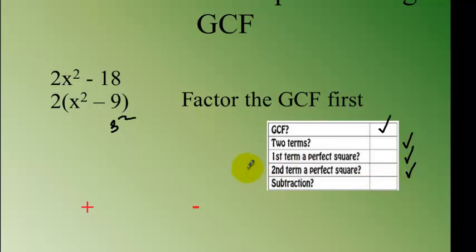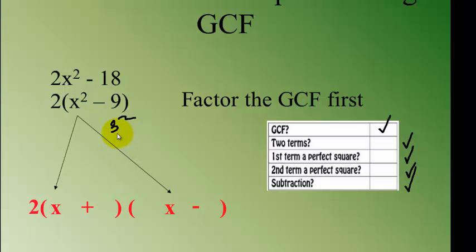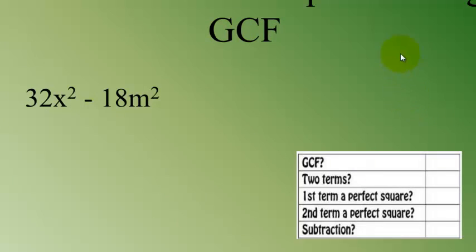Do we have a subtraction? Yes, we do. Alright, so the factors will look like this. The first term in each parenthesis will be x, and the second term in each parenthesis will be 3. Next, 32x squared minus 18m squared.